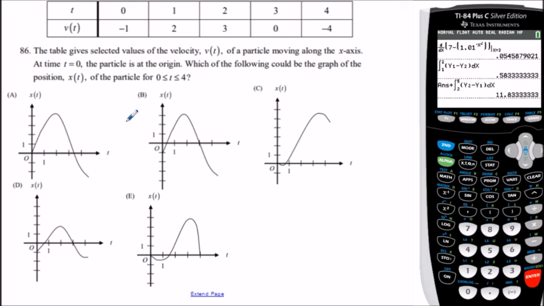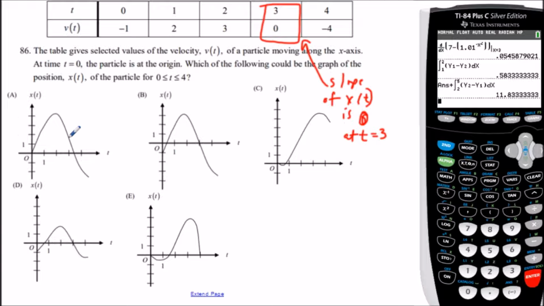Okay, for this question, we have a table of values for velocity, and we're asked to determine which graph could represent the position function. The relationship here is that velocity tells us the rate of change, or the derivative, of position. One way to go through this question is to look at this point, which jumps out at me right away. This is telling us that the slope of x of t is 0 at t equals 3.